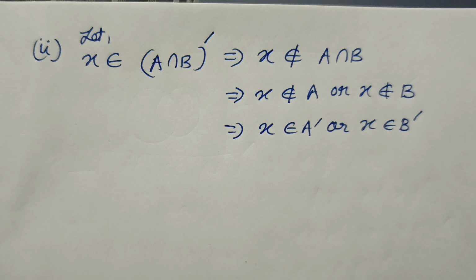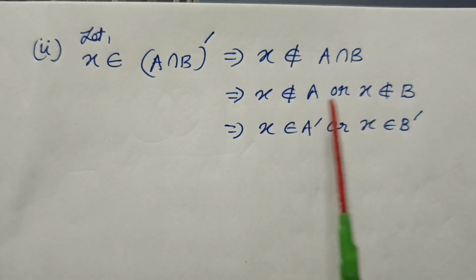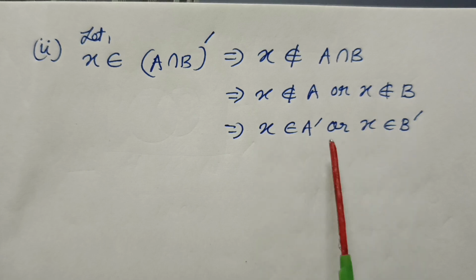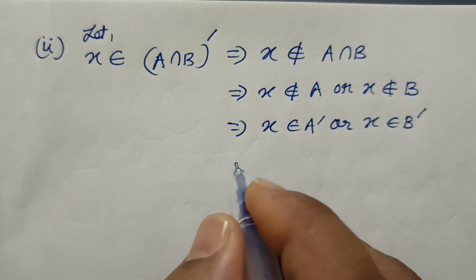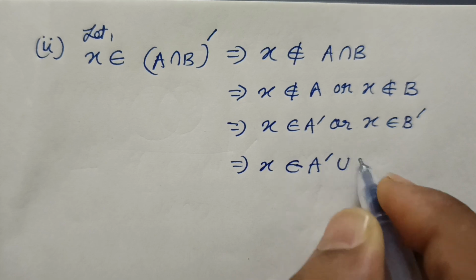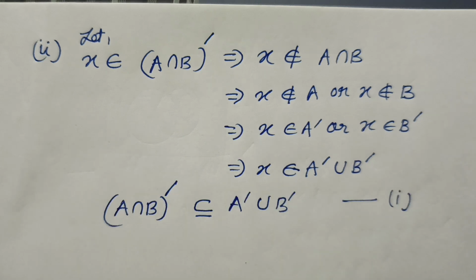Going ahead, what we see, if X does not belong to A and B, that means X will certainly belong to A complement or B complement. So this implies X belongs to A complement union B complement. So hence (A intersection B) whole complement is a subset of A complement union B complement. Now we prove the reverse way. That means this set is a subset of this set.